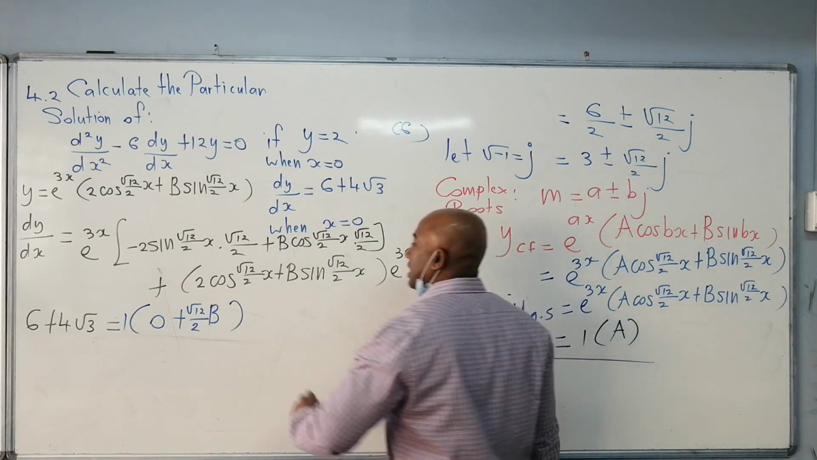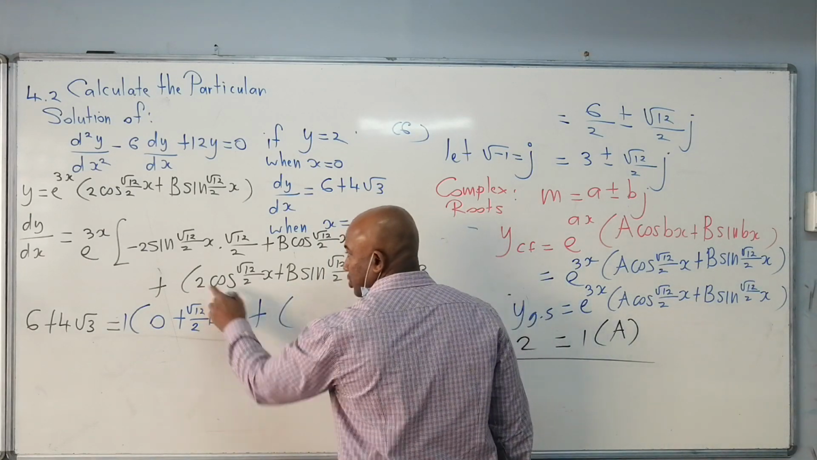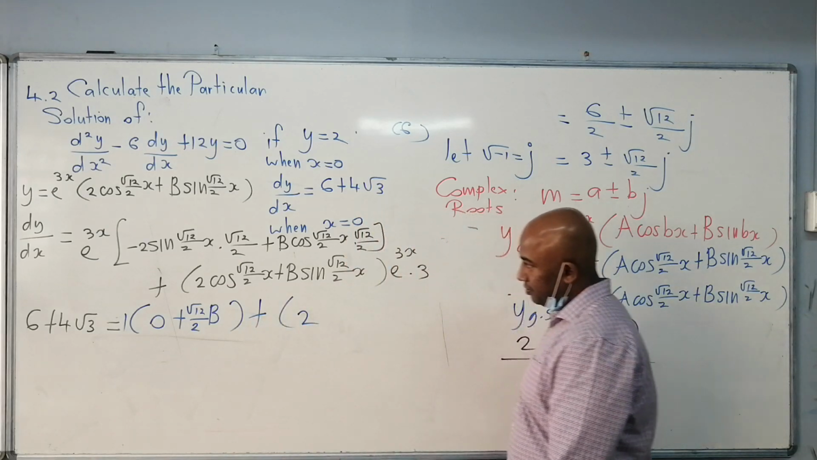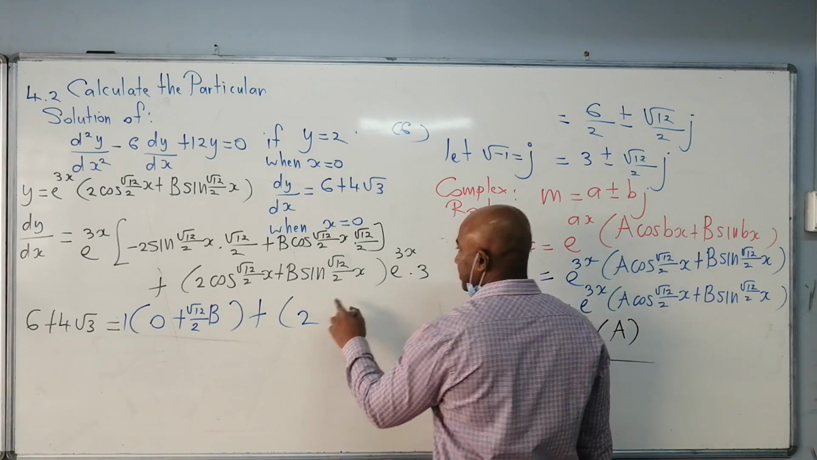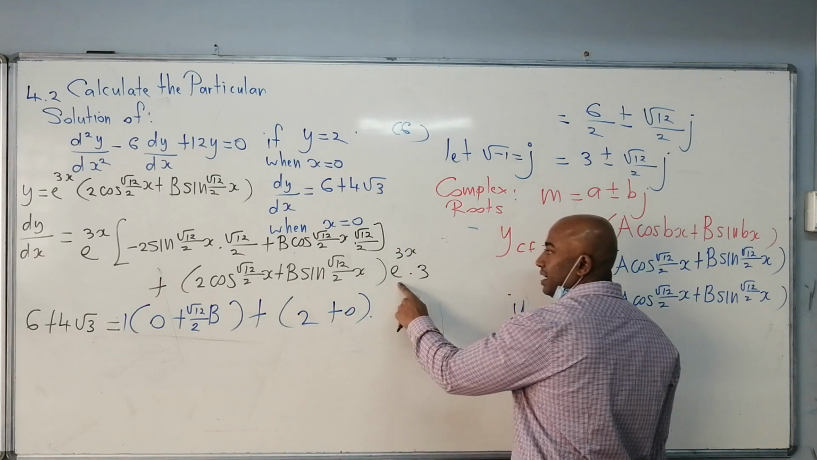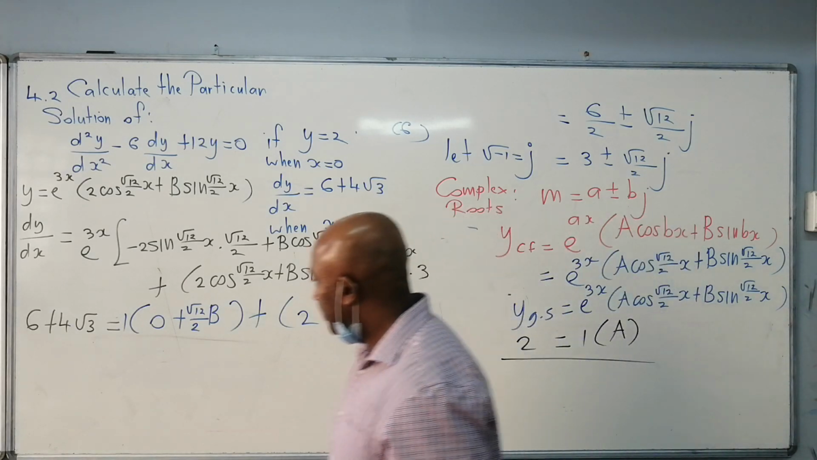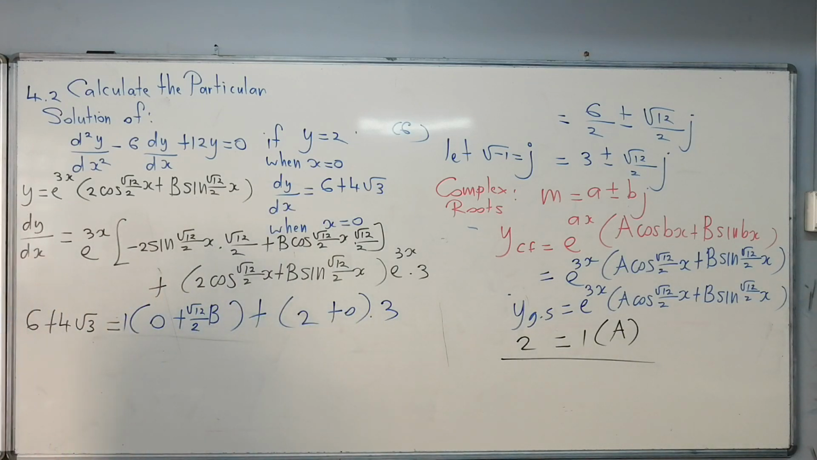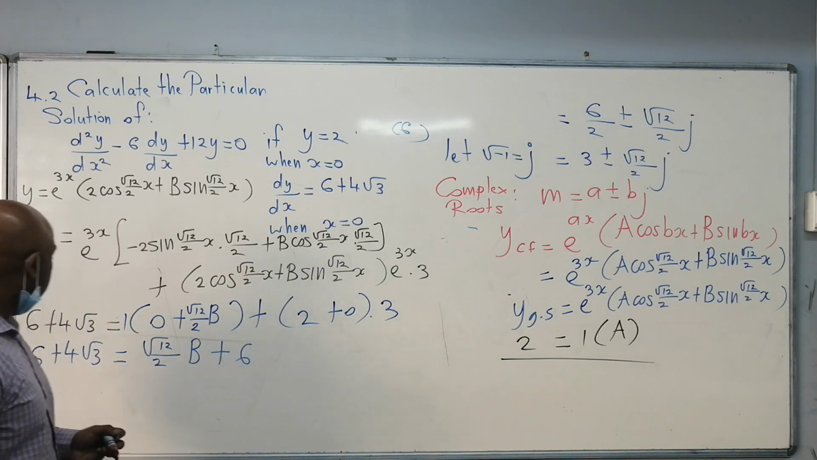That's what we get. Plus, I'm substituting 0, remember? So cos of 0 is 1 here times 2. That will be a 2. Okay. And then what else here? Sine of 0 is 0. So 0 times anything here is 0. So that's 0 there. E to the power 0 is 1 times 3 will be 3. Okay. What are we looking for? B. So I got 6 plus 4 root 3 is equal to square root 12 over 2b plus 6.